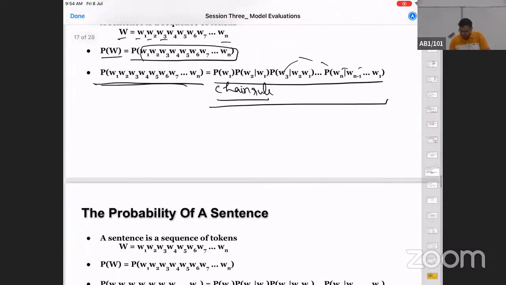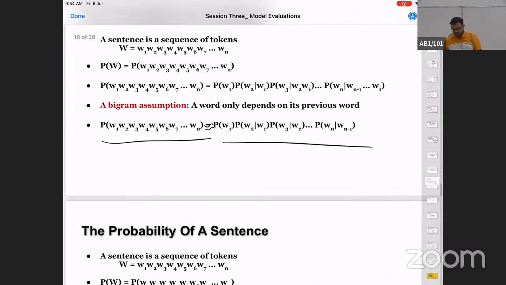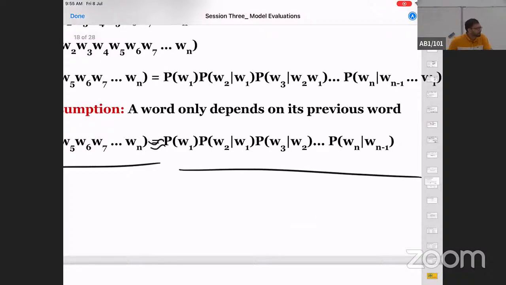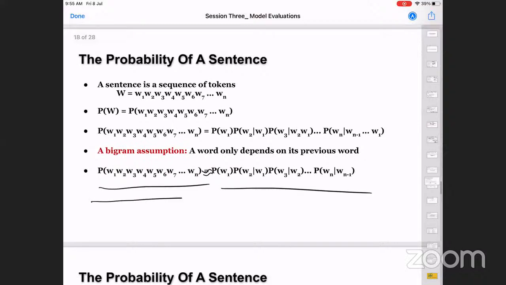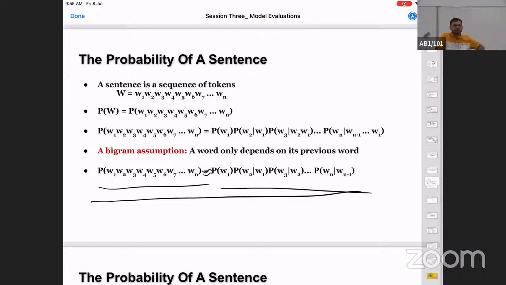Here we are saying W3 conditioned on W2, W1, right? Here we are saying Wn conditioned on Wn minus 1, Wn minus 2 till W1, right? Now the occurrence of Wn doesn't depend on Wn minus 2, Wn minus 3, and so on and so forth. It only depends on Wn minus 1, right? So simply we can write it like this. So the probability of a sentence, you can write it like this. At least this is simpler than what we have seen in the previous slide, isn't it? Yes, sir. Okay.